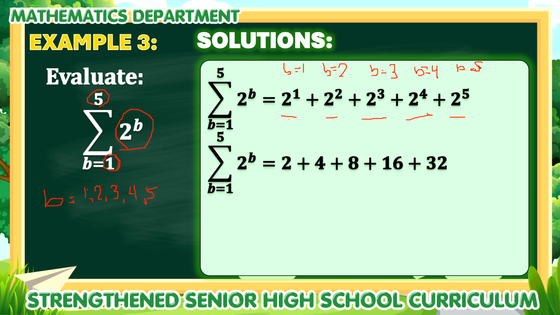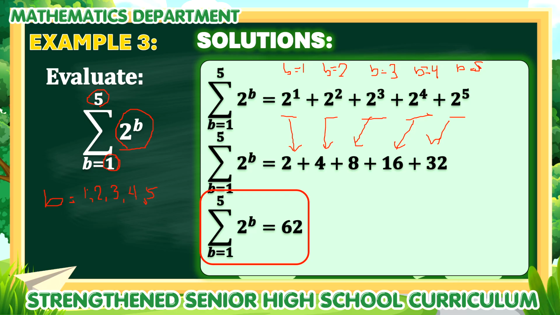So 2 raised to 1, that's equal to 2. 2 raised to 2 is equal to 4, 2 raised to 3 is equal to 8, 2 raised to 4 is equal to 16, and 2 raised to 5 is equal to 32. Now by adding these 5 numbers here, 2 plus 4 plus 8 plus 16 plus 32, that gives us a total of 62. So therefore, our summation of 2 raised to b, where b ranges from 1 to 5, is just equal to 62.